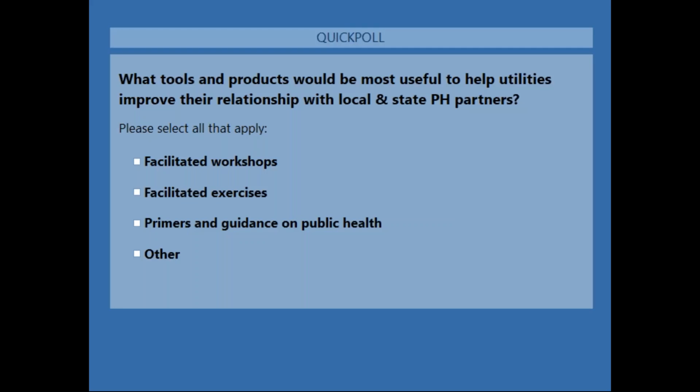We list a couple of options here, things that we've done in the past, like facilitated workshops, exercises. We do a lot of exercises, from tabletops all the way up to full scale and functional, or primers and guidance and things like that. If you have specific recommendations, we value those very much. You can just click other, and in the chat box, type your suggestions so we have more information to go on about the products that we could develop for the water sector.